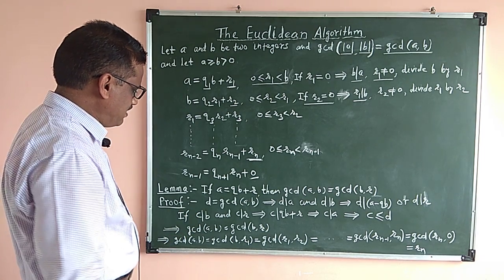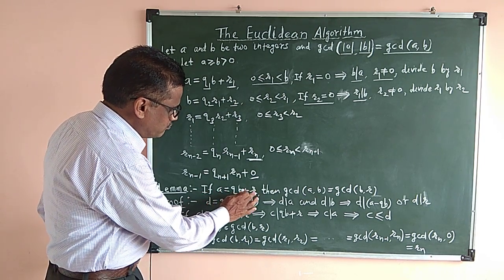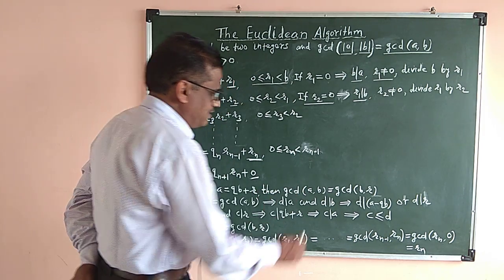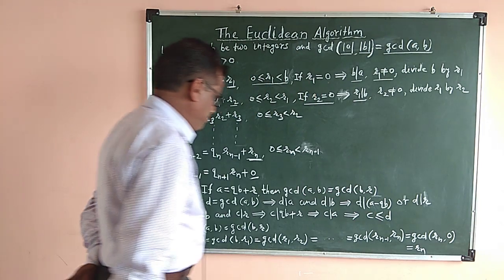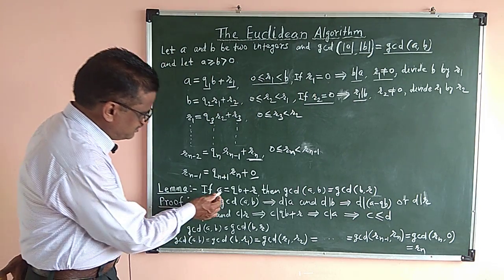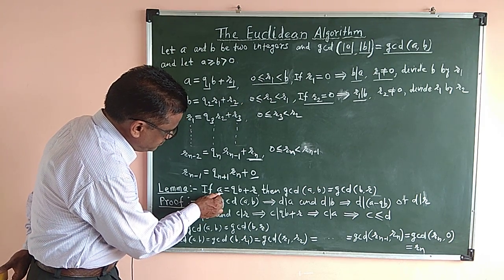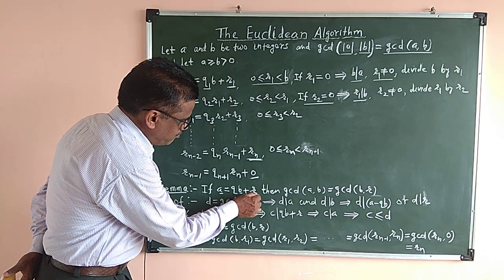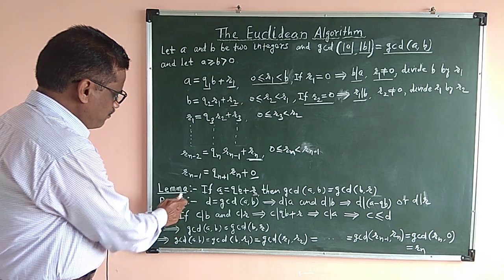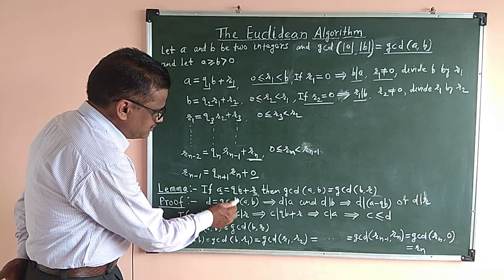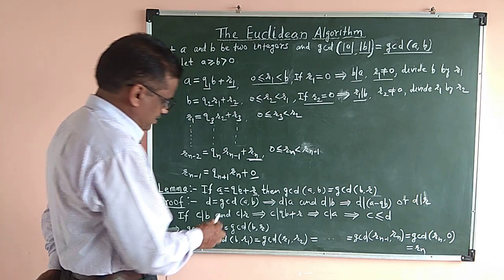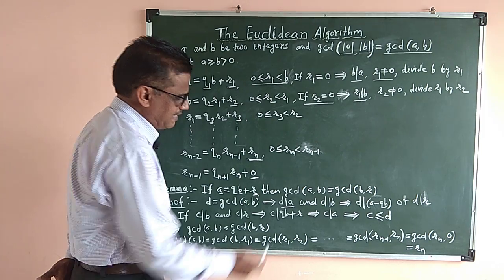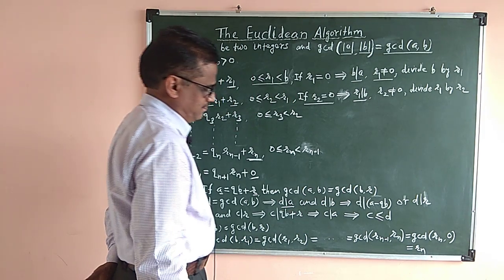The lemma is as follows: if A is equal to QB plus R, then GCD of A, B is equal to GCD of B, R. From this statement we have to show that GCD of A, B is equal to GCD of B, R. Proof: if D is equal to GCD of A, B, then by the definition of GCD, D divides A and D divides B.